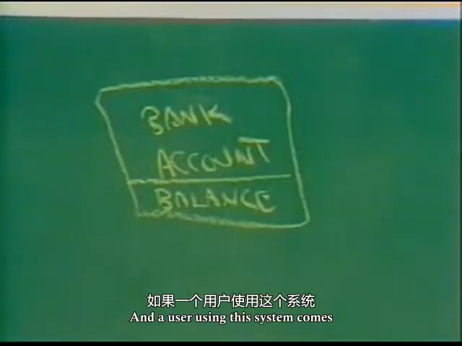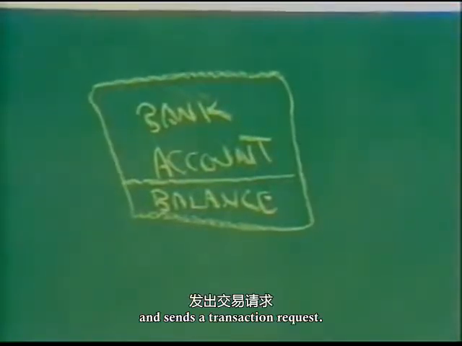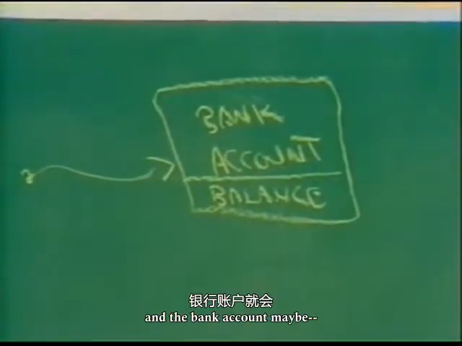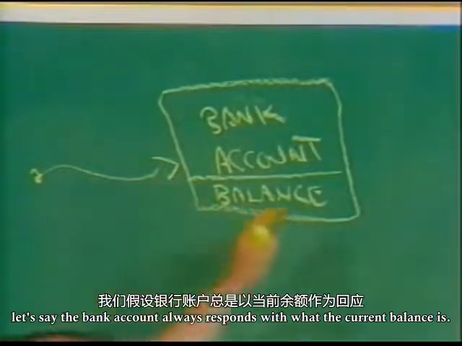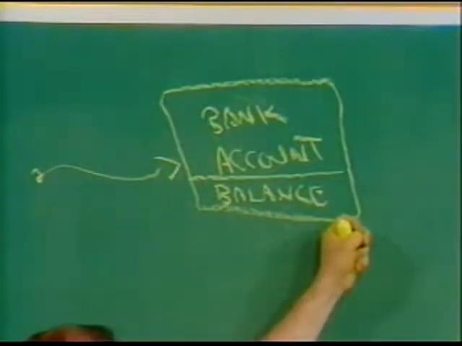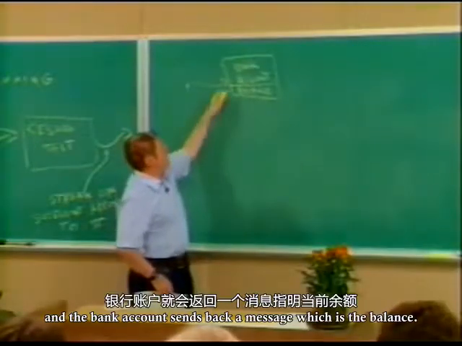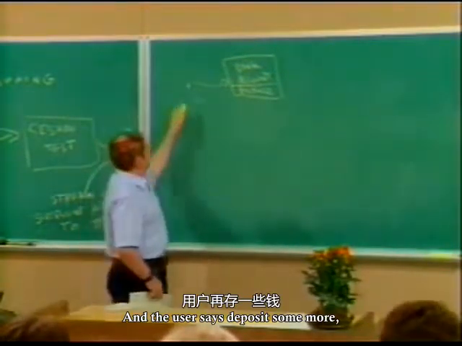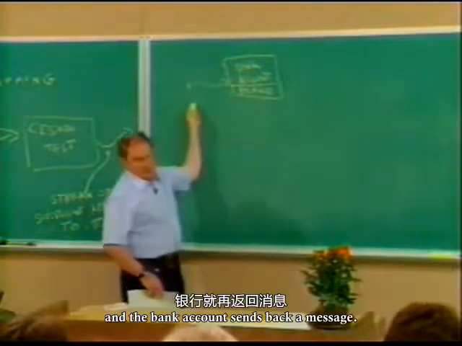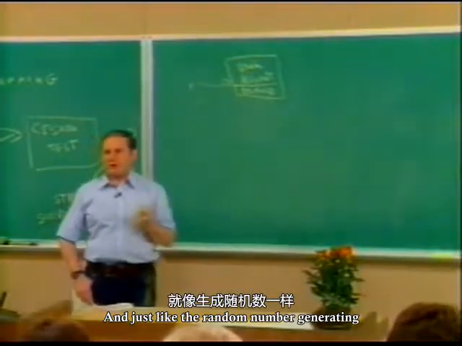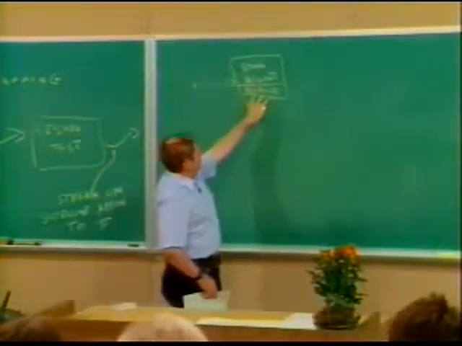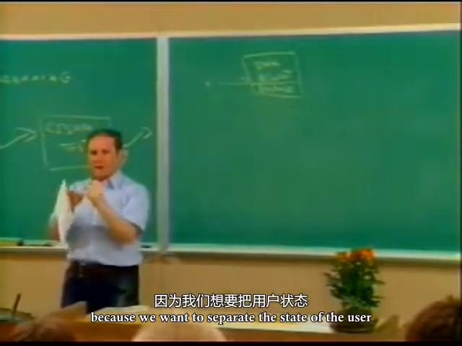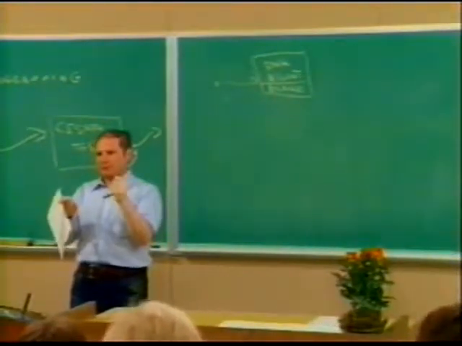And a user using the system comes and sends a transaction request, like deposit some money, and the bank account, let's say, always responds with what the current balance is. Right, so the user says, let's deposit some money, and the bank account sends back a message, which is the balance. And the user says, deposit some more, and the bank account sends back a message. And just like the random number generator, you'd say, gee, we would like to use set. We'd like to have balance be a piece of local state inside this bank account because we want to separate the state of the user from the state of the bank account.